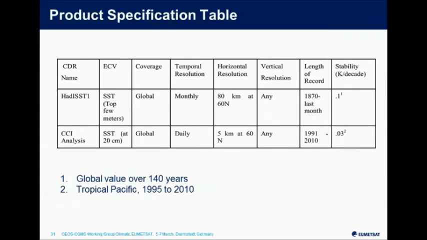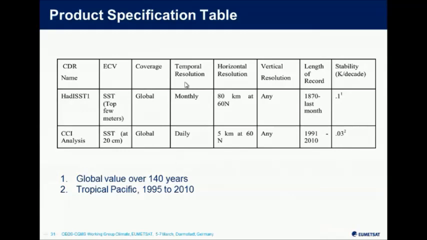Then we thought that okay, we will take 2 sea surface temperature data sets, and look at the technical specifications of those. The first one is the HadISST1, a sea surface temperature data set developed at the Hadley Centre of the Met Office. And the second one is the ESA CCI sea surface temperature analysis. So these are basically the technical details the user is asking for.